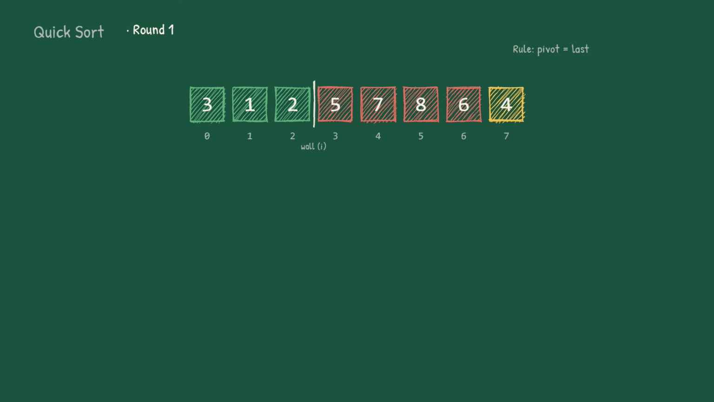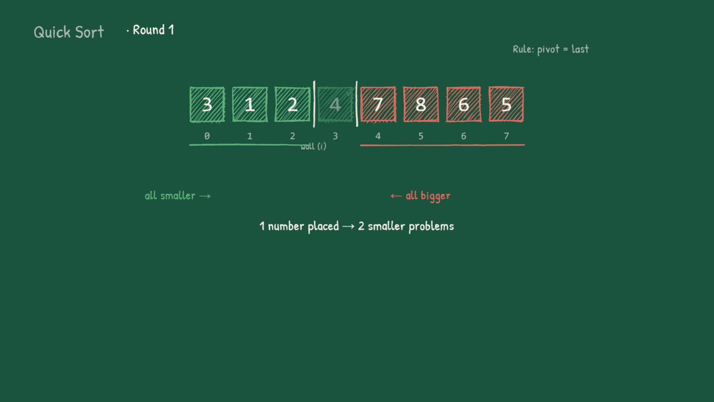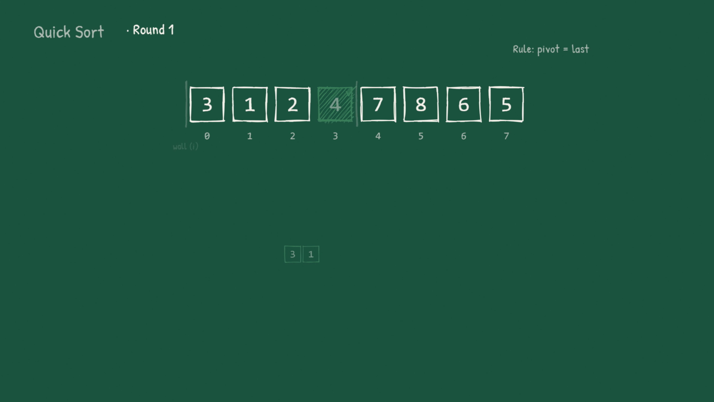Time to place it. We put the pivot, 4, right after the wall. 4 and 5 swap places. And just like that, 4 is in its final correct spot. It will never move again. Look at what we've got. Everything to the left of 4, 3, 1, 2, all smaller. Everything to the right, 7, 8, 6, 5, all bigger. We just put one number in its right place, and we split the problem into 2 smaller problems. 3 numbers on the left, 4 numbers on the right.